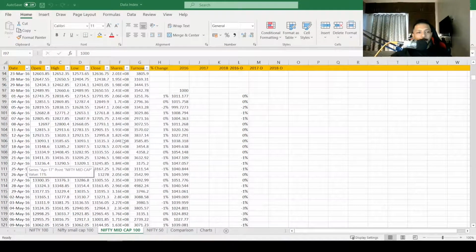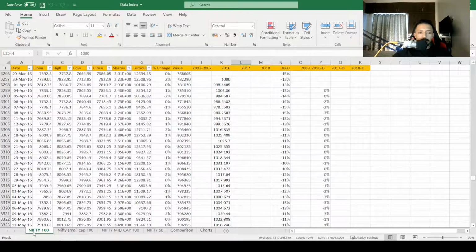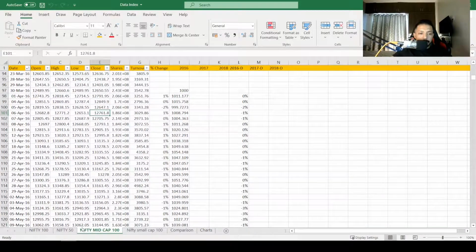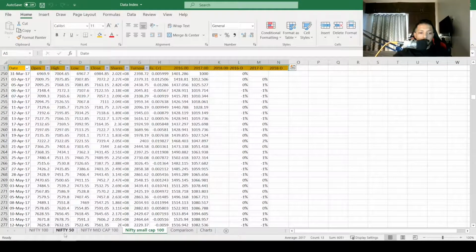All right, so welcome to the lab. This is where things get calculated. So I've taken Nifty 100 as an extension of Nifty 50. What I'll do is I'll try to keep Nifty 50 closer to Nifty 100 so that they are somewhat related, right? Then you've got your mid cap, which is supposed to be better than small cap in terms of risk, right?